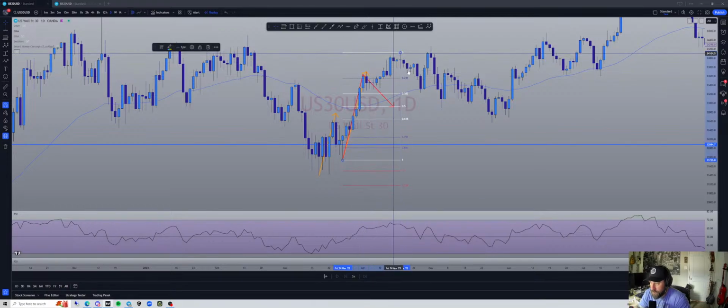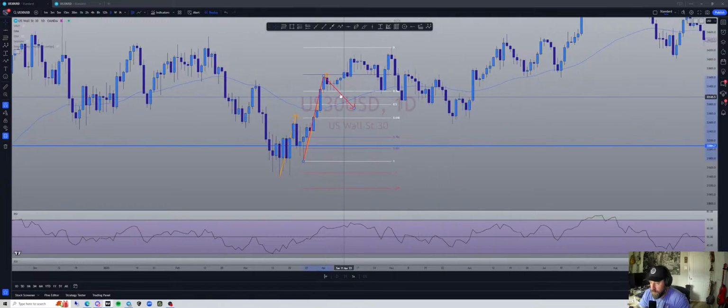So here's the next top. Guess what? After this, it does not hit the 50. So what do we do? We drag it to the next top. There it is. There's the 50. So this fib is in this zone right here.